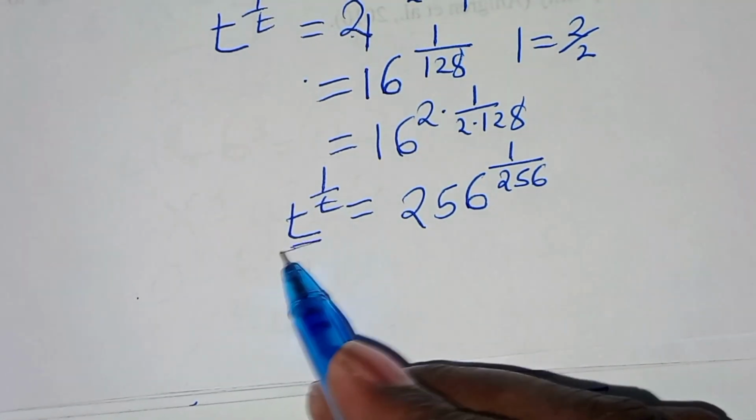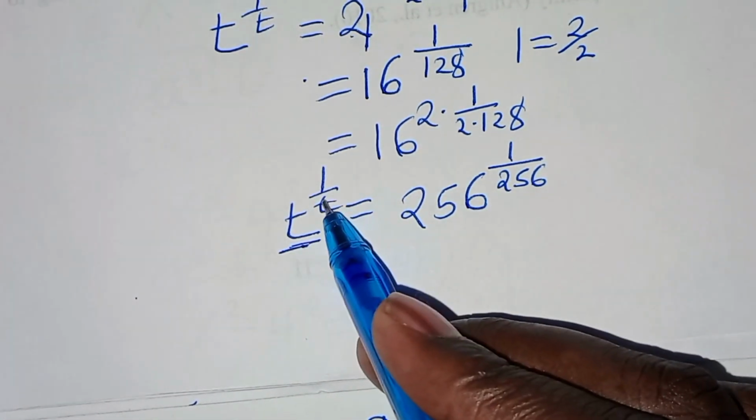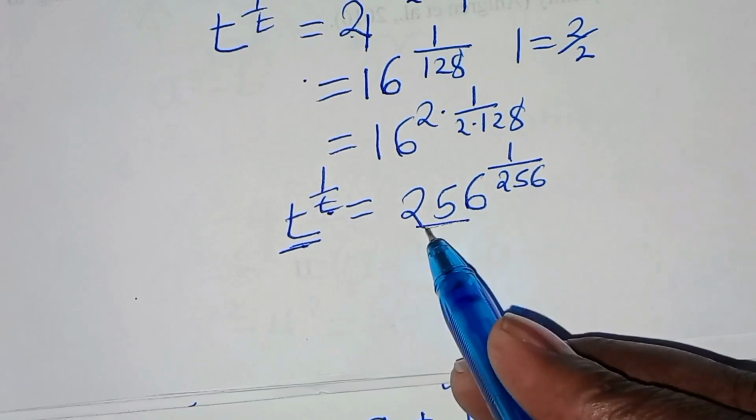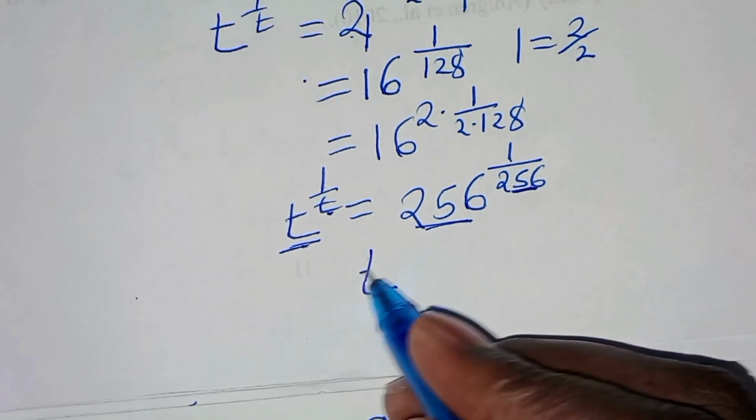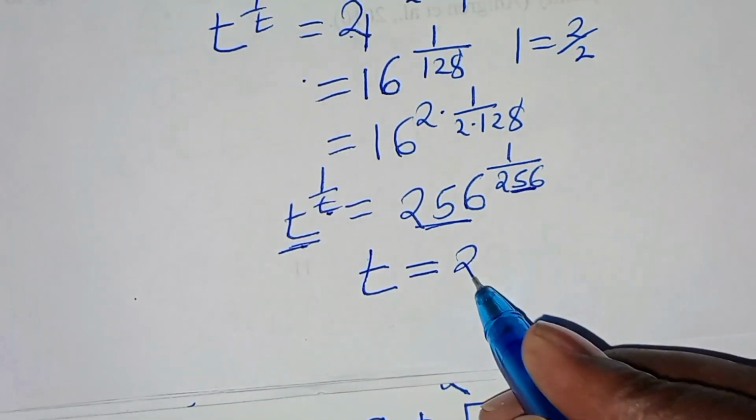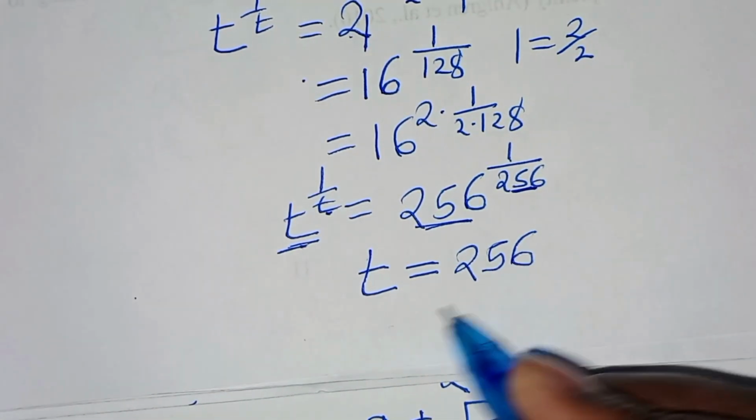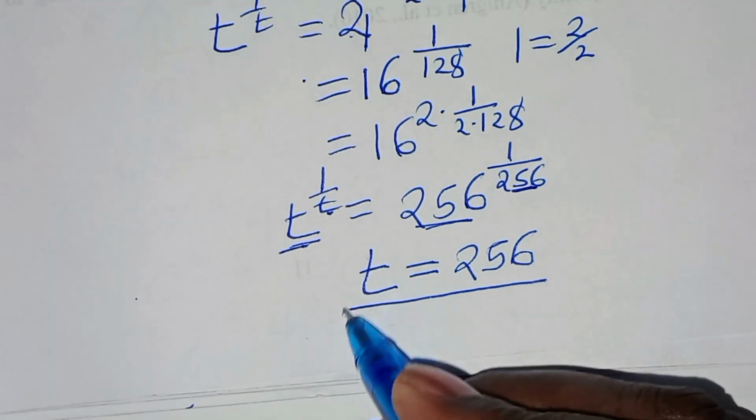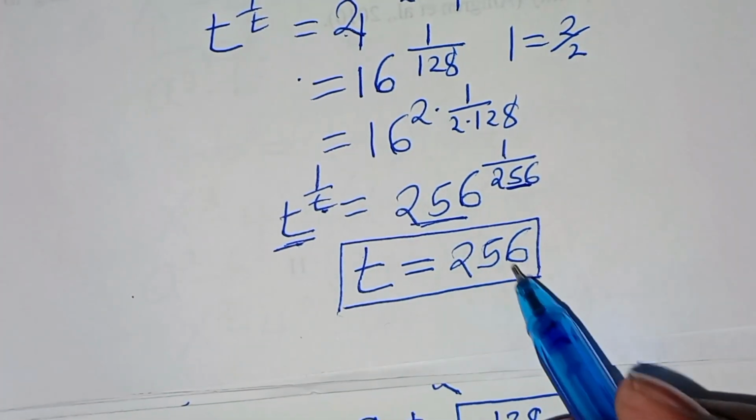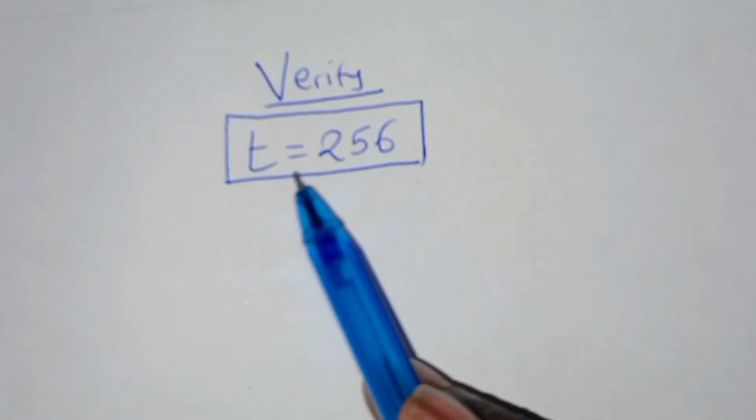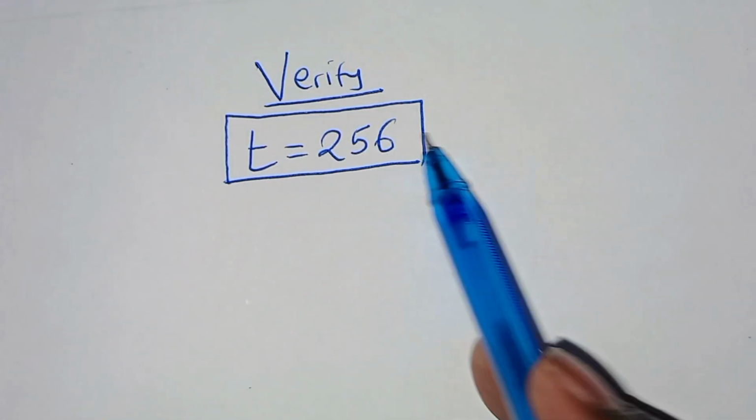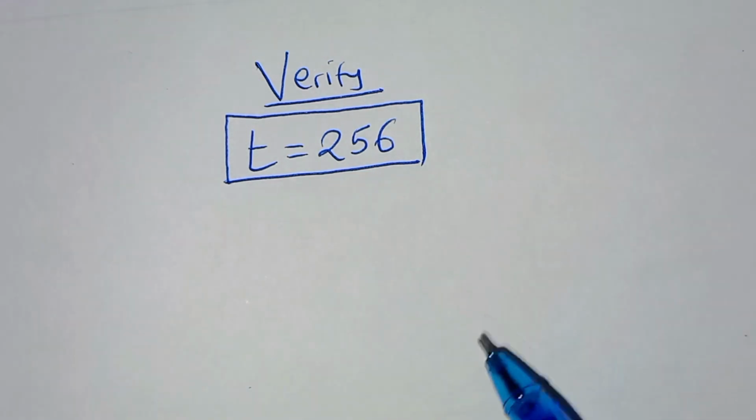Now, you can see the base here and the exponent here is the same. So we have 256, which is equal to 256 here. And this implies that t is equal to 256. So let's verify that this value of t satisfies the equation. Let's verify that the value of t, which is 256, actually satisfies the equation.